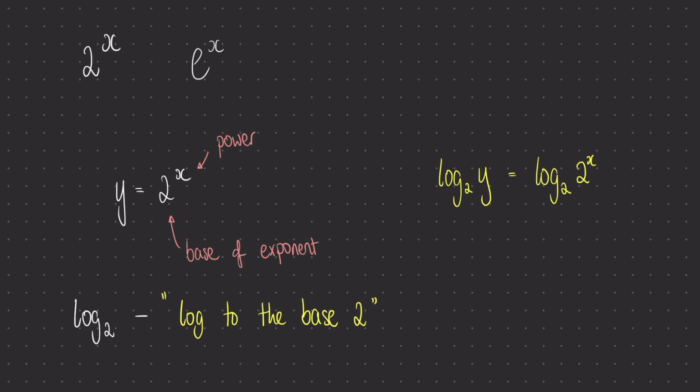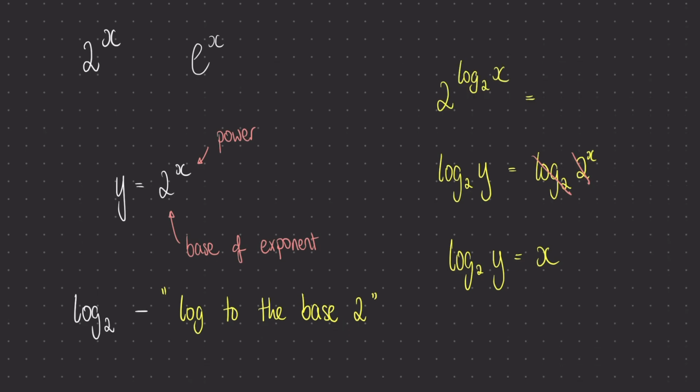As I said before, log to the base 2 is the inverse function of having 2 at the base of an exponent. So on the right-hand side, log 2 and the 2 at the base of the exponent cancel out, leaving me with log to the base 2 of y is equal to x. I can also demonstrate that log to the base 2 is the inverse operation of having 2 at the base of the exponent by writing an expression like this. 2 to the power of log to the base 2 of x is also just x. So applying one of these functions after the other has the effect of cancelling the previous one out.